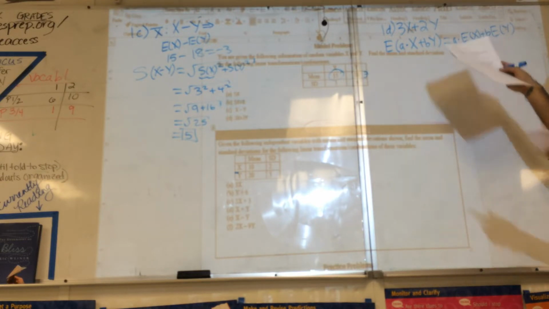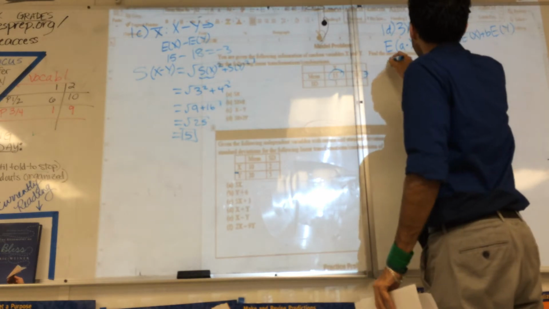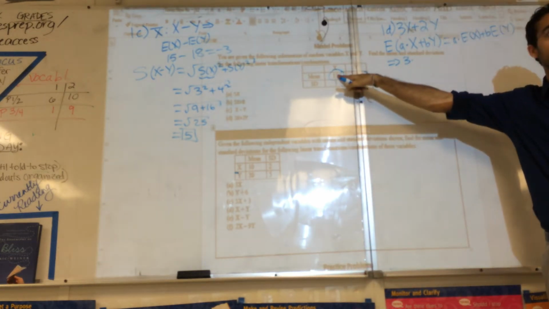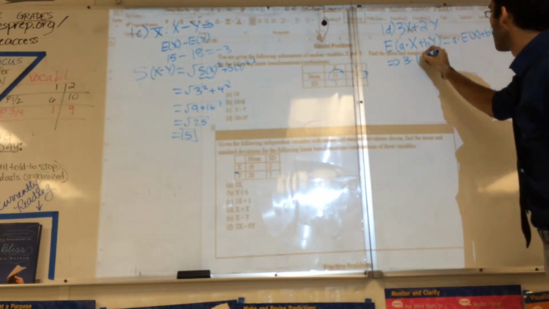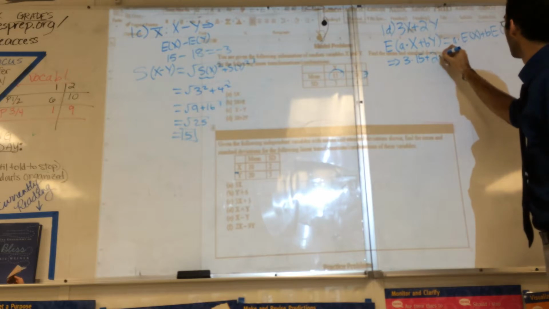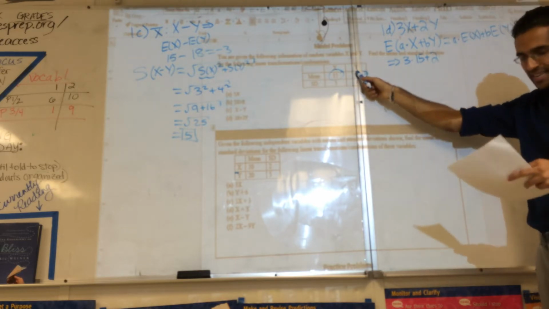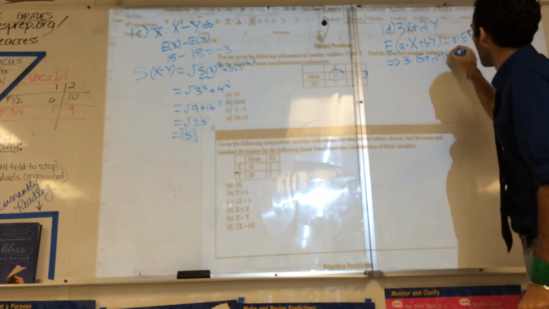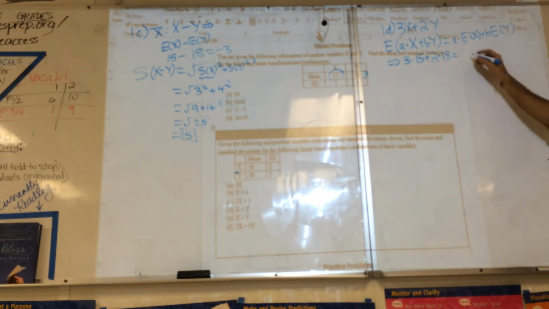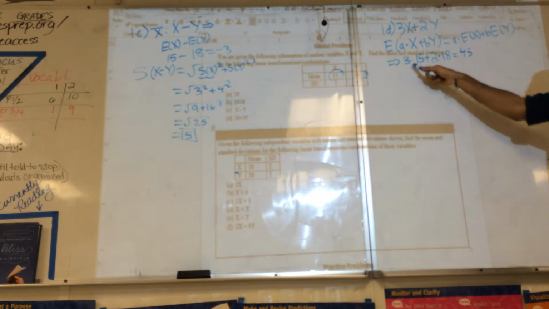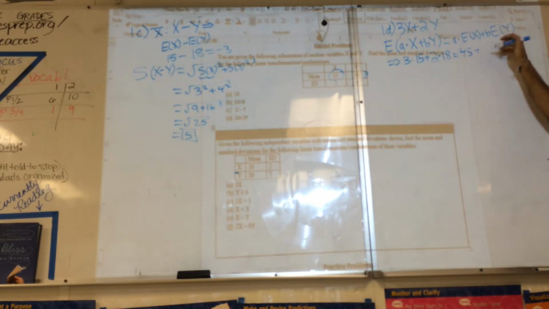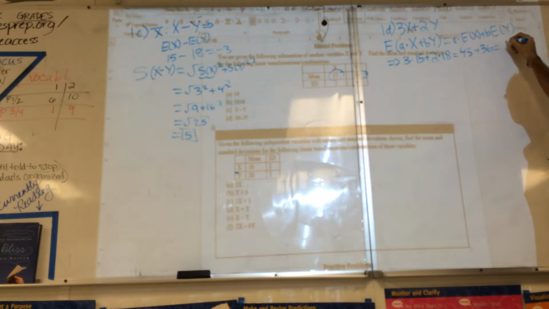So, a is 3, expected value of x is 15, b is 2, expected value of y is 18, and then we get our answer. 3 times 15 is 45. 2 times 18 is 36. The sum is 81.